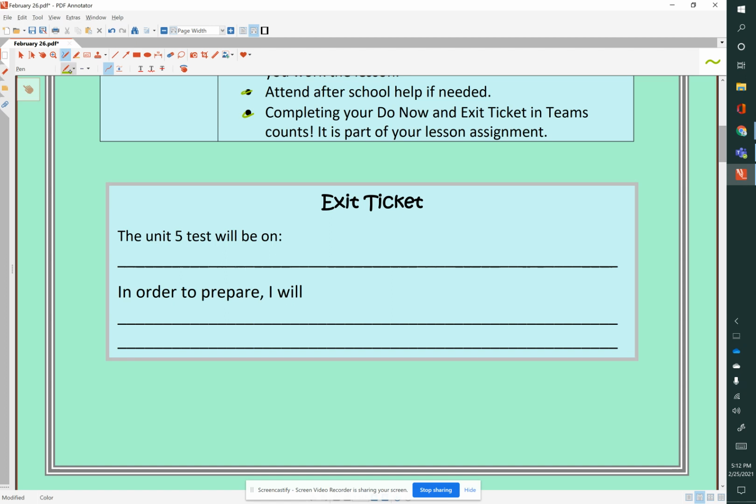Now, something new, we have a Unit 5 test coming up, and that will be on Tuesday, March 1st. We'll come back to that exit ticket.